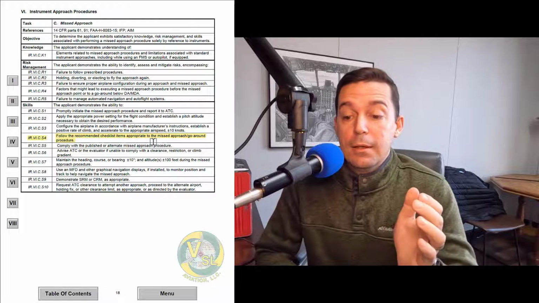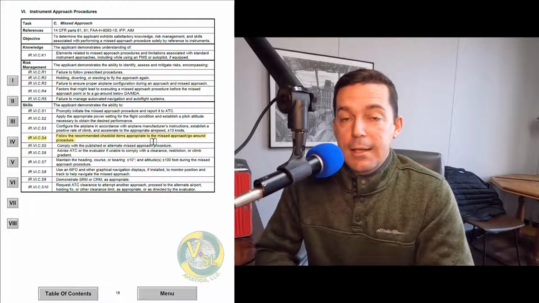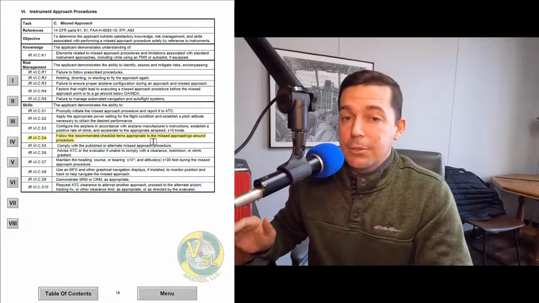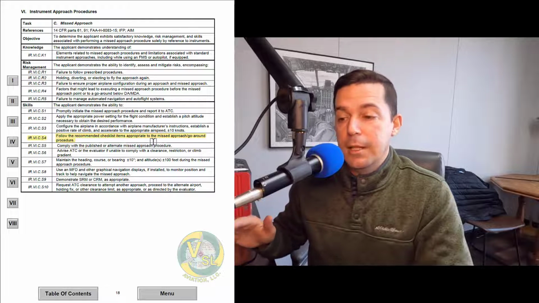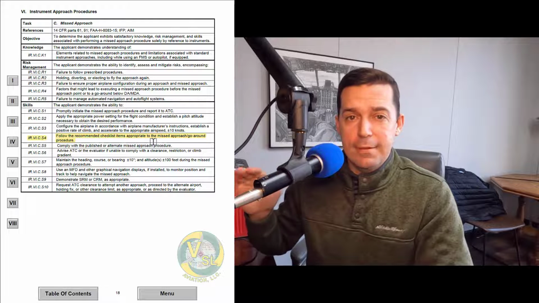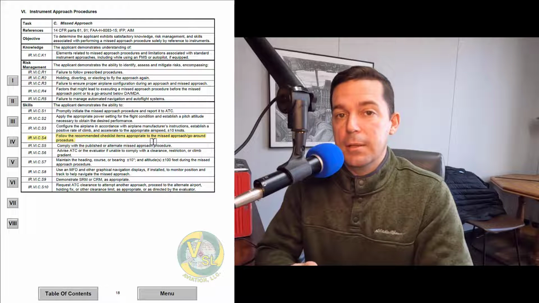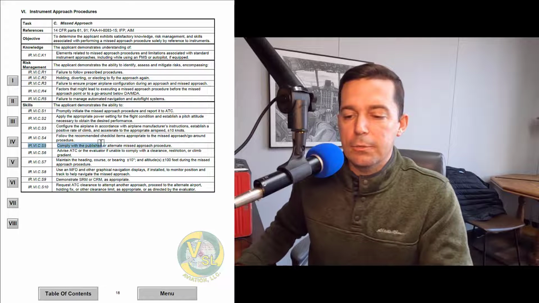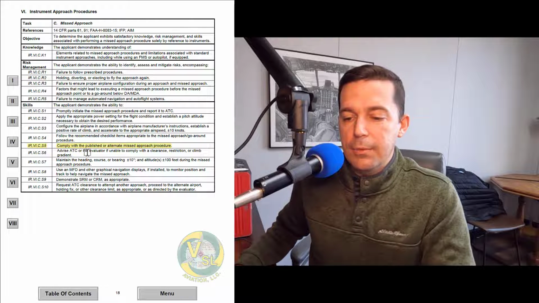So you need to follow the recommended checklist items, but you need to back yourself up with a checklist. Once that's established, you establish a positive rate of climb, you configure the aircraft, you're at a safe altitude, that's when the checklist needs to come out, and you're going to verify that you completed all the steps. All right, skill 4. Skill 5, comply with published alternate missed approach procedures.